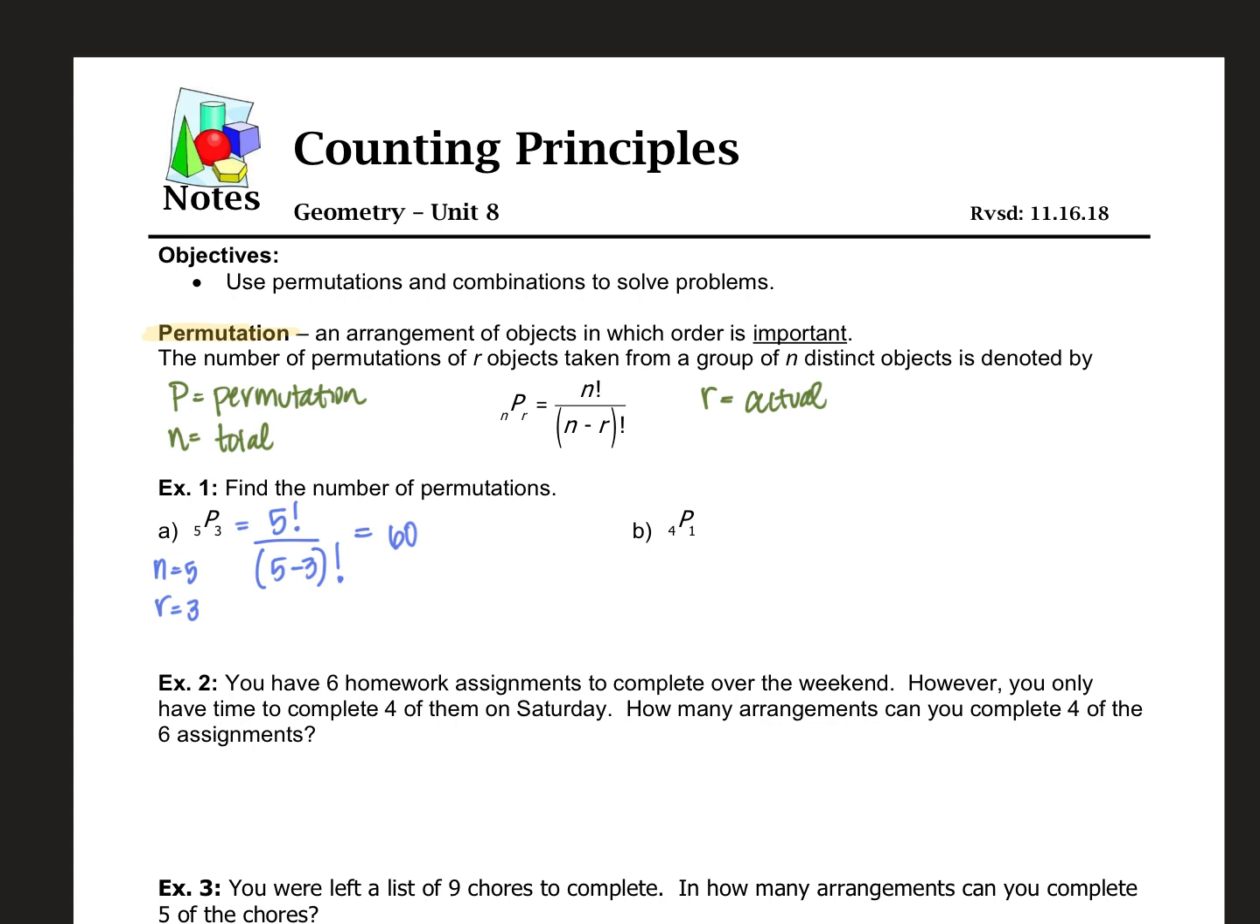Looking at B, same thing. Our n is 4, our r is 1. So when I plug them into the formula, I will have 4 factorial over, in parentheses, 4 minus 1 factorial. Now remember, to get to that factorial button, if you need a review, you're going to press math, arrow over to probability, and then option number 4 is that factorial. Again, it's not an exclamation point, it is a factorial. When you do that, you should be getting 4 as your answer.